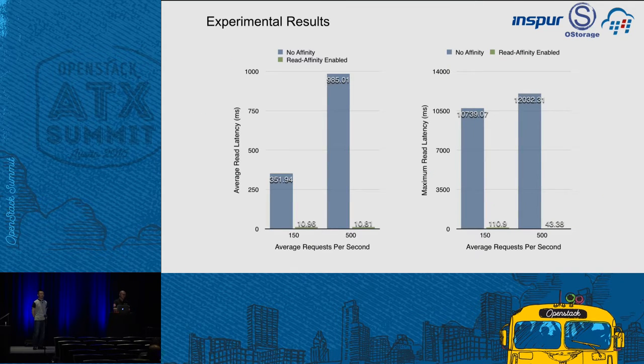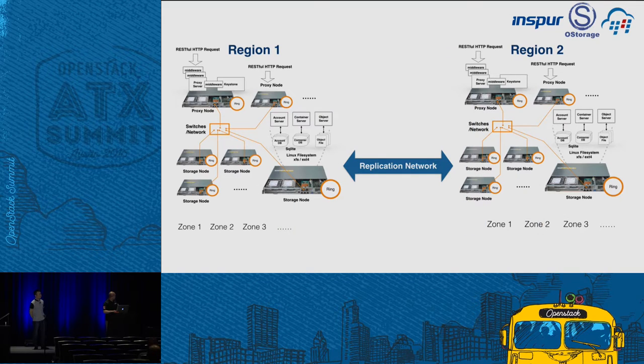So you can see that with affinity enabled, it improved the performance extremely, and that seems very good. But actually, in fact, we need to take care of some things, because Swift can run on very large scale and can deploy with multiple regions easily.